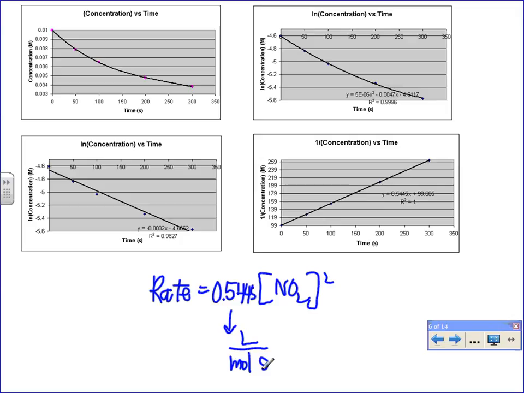So hopefully you're feeling like you can use a different kind of data to determine the rate law of the reaction. That's what you should be feeling right now. This is just a different method for determining the rate law of the reaction. You're taking concentration and time data and you're testing it against the different graphs and making decisions from that.